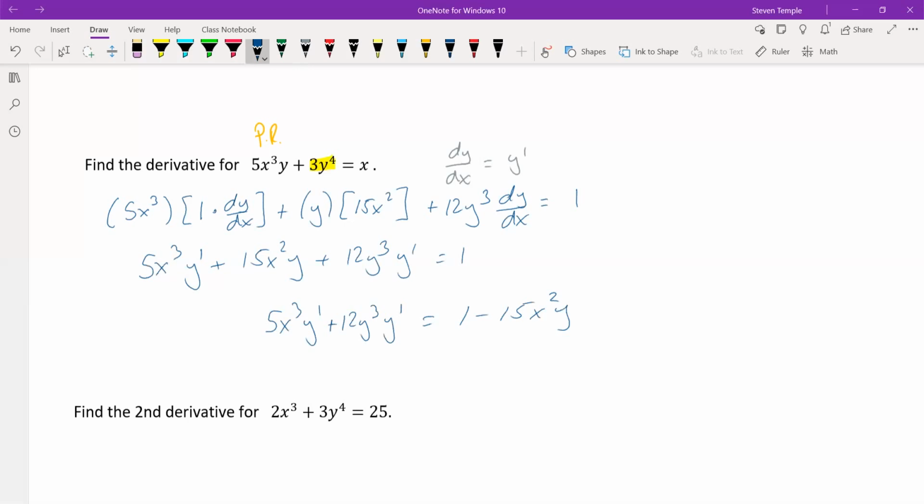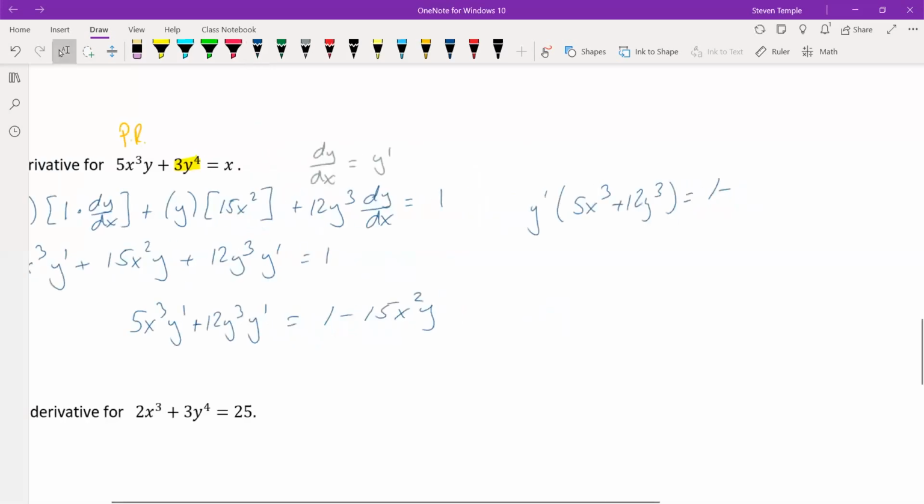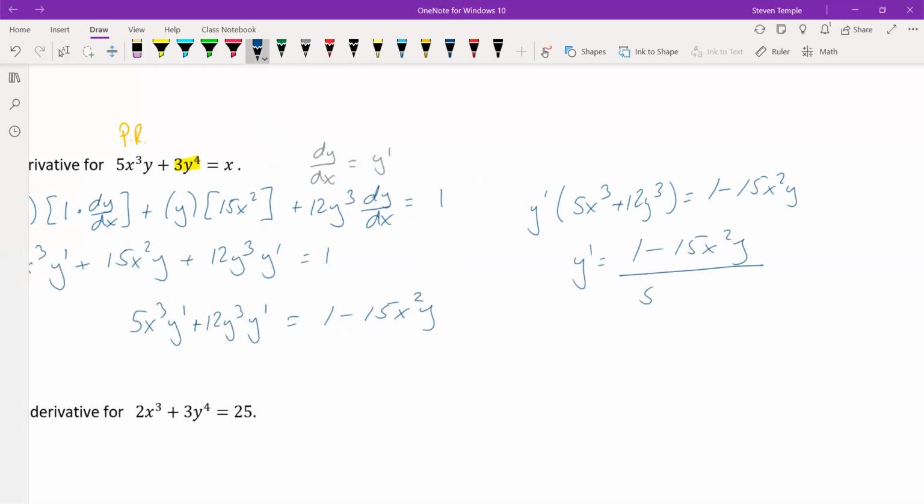Okay, so now I'm on my step three. I've got to factor out my dy/dx's or my y prime. If I do that, I'll have 5x cubed plus 12y cubed equals 1 minus 15x squared y. And your last step: y prime equals 1 minus 15x squared y divided by 5x cubed plus 12y cubed.